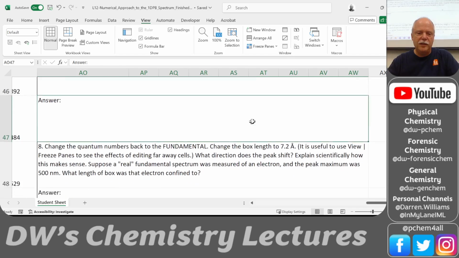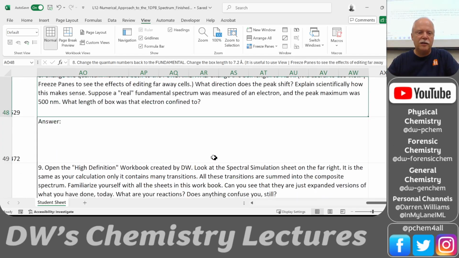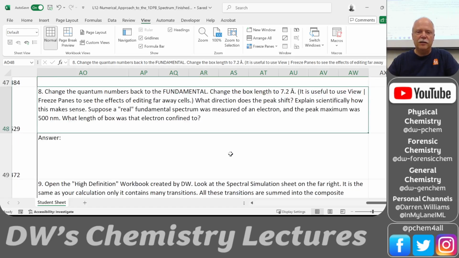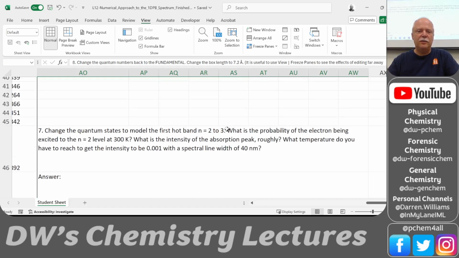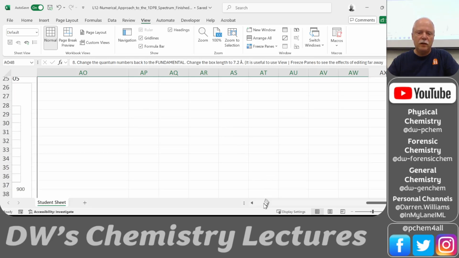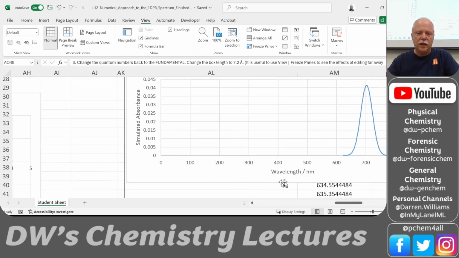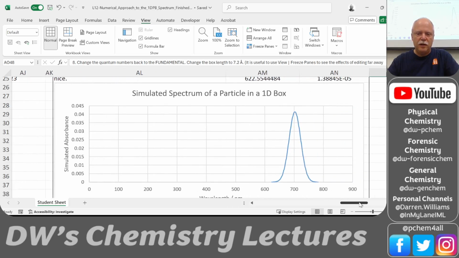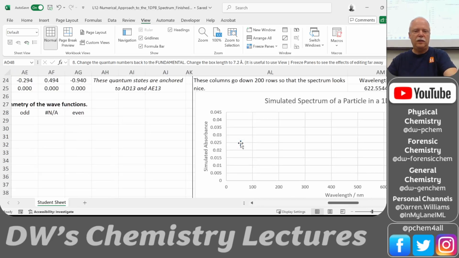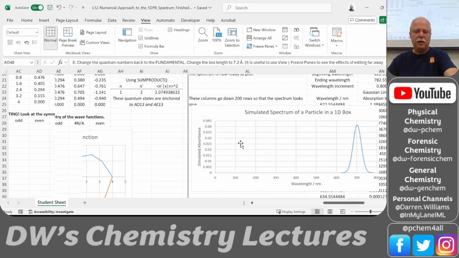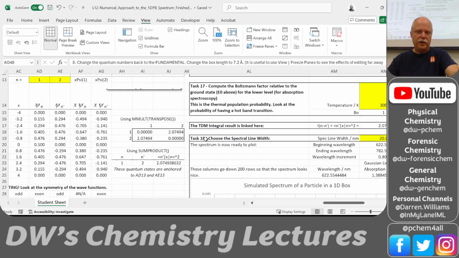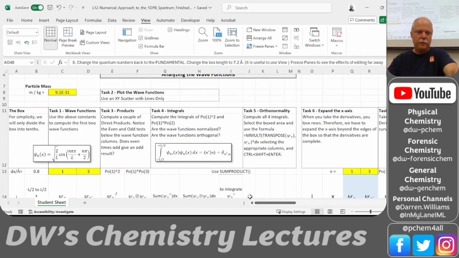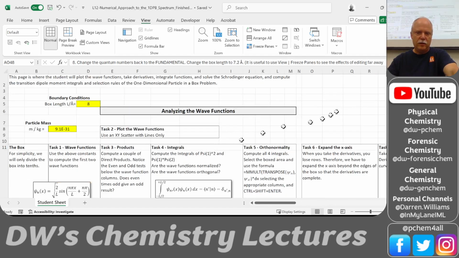So it's talking about changing the temperature, changing the box length. Then we'll look at the high definition workbook here in a second. So let's change the box length and see what happens. Okay, so we've got the fundamental. It's centered at 700. Let's see, I'm going to shrink this down a little bit and try to do the freeze page thing again, because the box length is way over here.